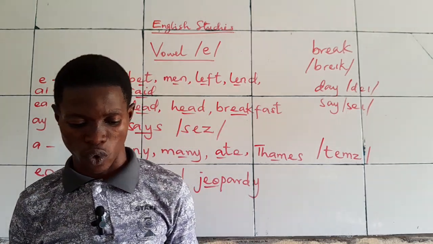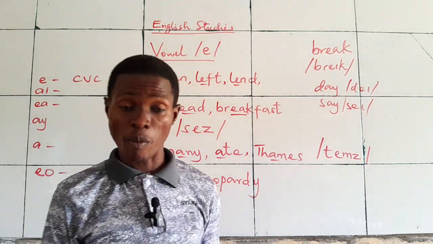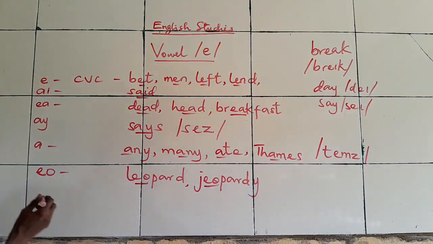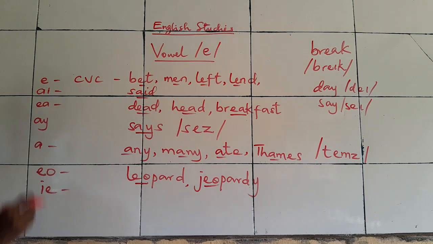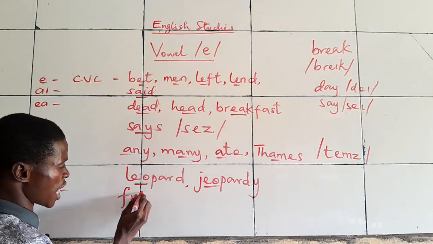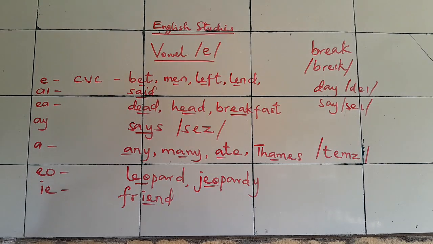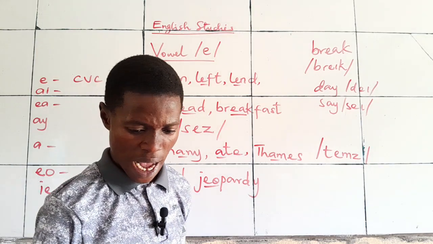Let's consider the following, please. You might need to write down the following. Oh, before we go, I'm not done yet. Let's consider IE. Yes, I forgot. We also have digraph IE that will give us the sound E. What is that? Consider F-R-I-E-N-D. Friend. This IE will give us the sound E. Before we move on, let's consider another one.